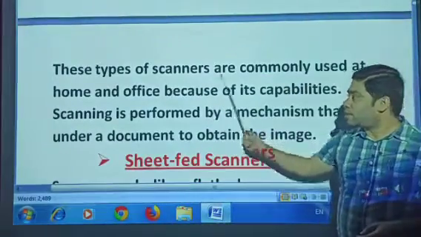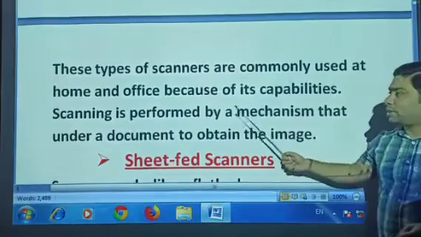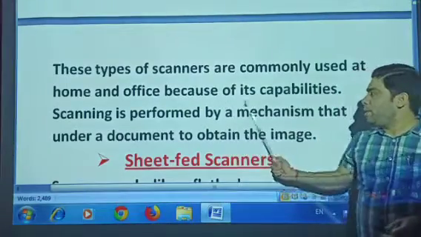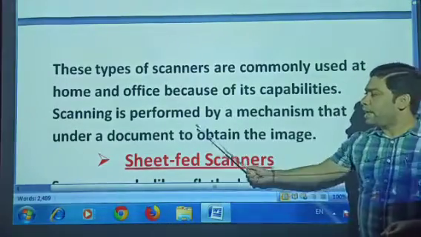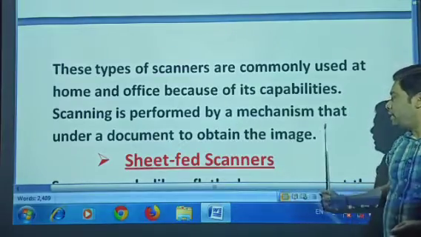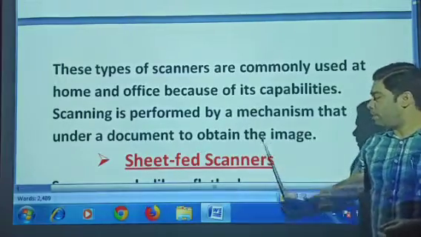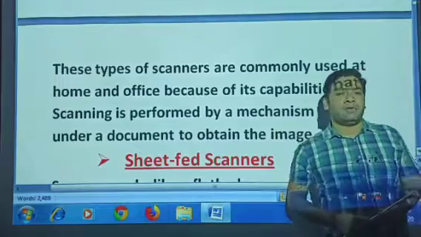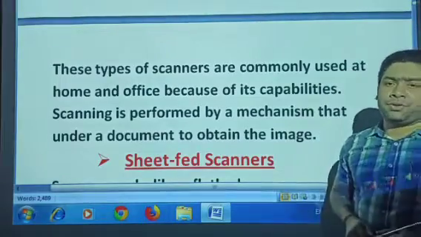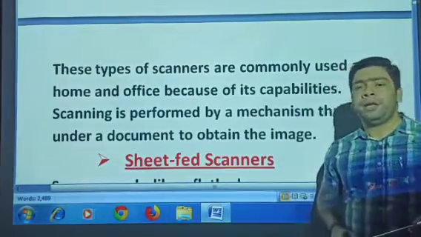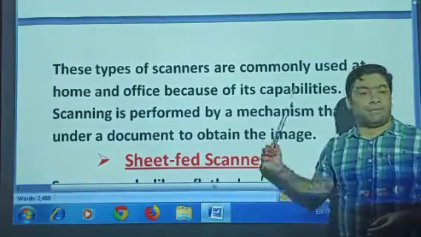These types of scanners are commonly used at home and in the office because of their capabilities. Scanning is performed by a mechanism that moves under a document to obtain the image, simply like a photocopy machine, as you have already seen at your school or home. Most of the time we use that type of scanner.